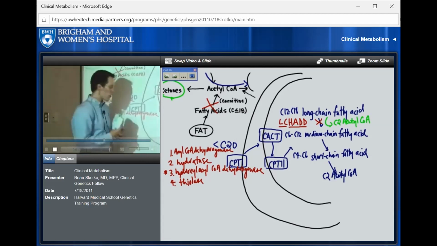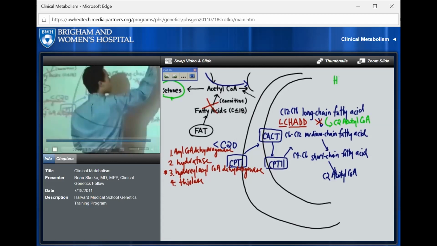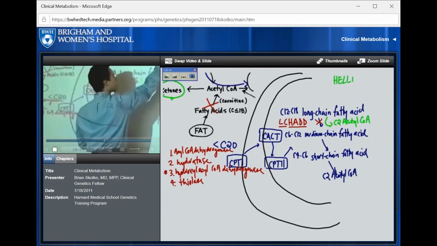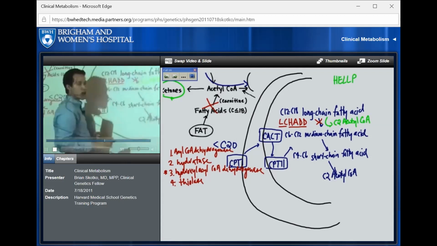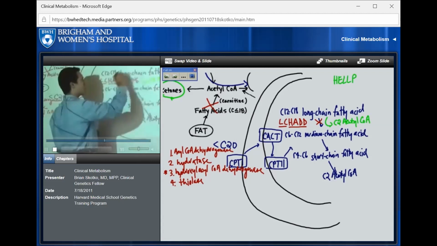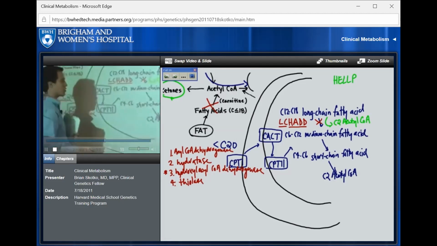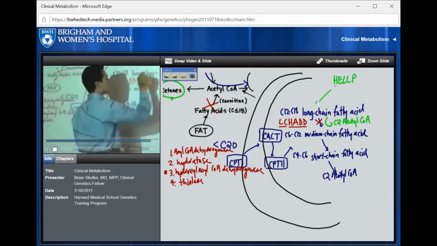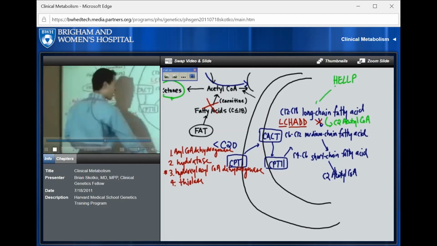We also know, as a factoid to know, that if a pregnant mother has HELLP syndrome, or hemolysis with elevated LFTs or liver function tests and low platelets, this is often an indication that she has a child with LCHAD, or a long chain hydroxyacyl dehydrogenase deficiency. And this tends to go along with this as a different factoid to know. So let's go through a couple more.